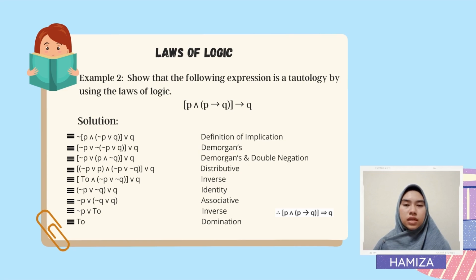Next, we use identity because T0 and in bracket negation P or negation Q we get in bracket negation P or negation Q. After that, we use associative because we have the same symbol and we can combine negation Q and Q together and it becomes negation Q or Q. Next, we use inverse because negation Q or Q we get T0. Lastly, we use domination because negation P or T0 we get T0. So, to conclude, in bracket P and in bracket P implies Q, it logically implies Q.